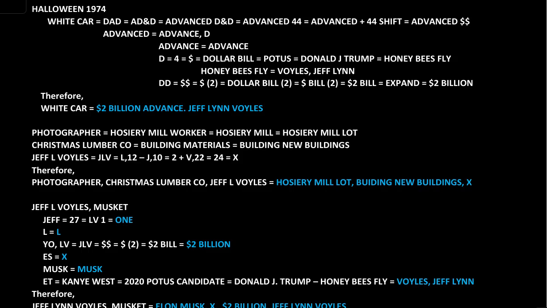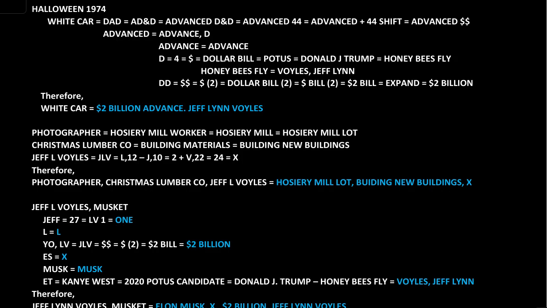DD translates to $, which is $, followed by the number 2. The $ represents a dollar bill. In the phrase dollar bill, change the word dollar to a $. Now we get $ bill followed by the number 2. Rearrange those to $2 bill.